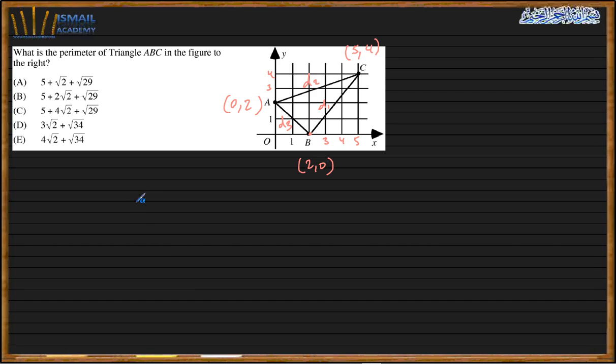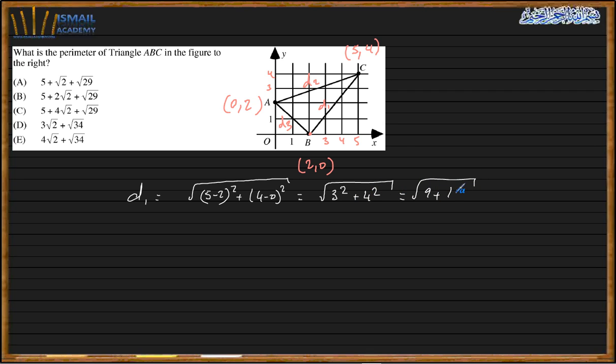The distance d1 is the distance between the points (5, 4) and (2, 0). It is the square root of (5 minus 2) squared plus (4 minus 0) squared, which is the square root of 3 squared plus 4 squared, which is the square root of 9 plus 16, the square root of 25, which is 5.